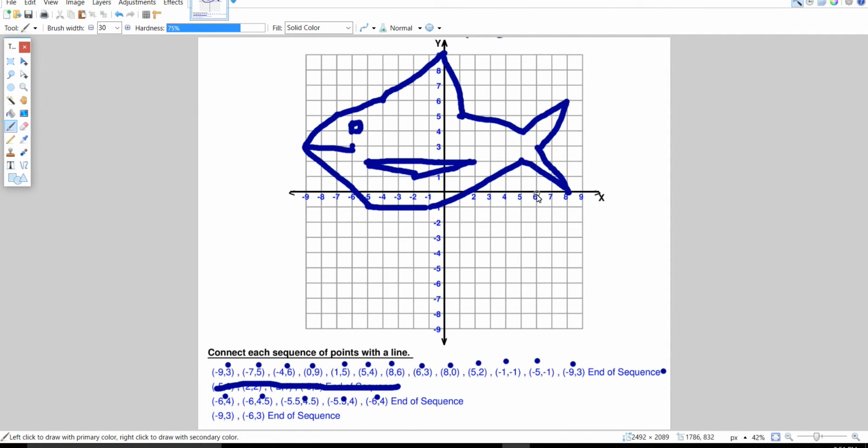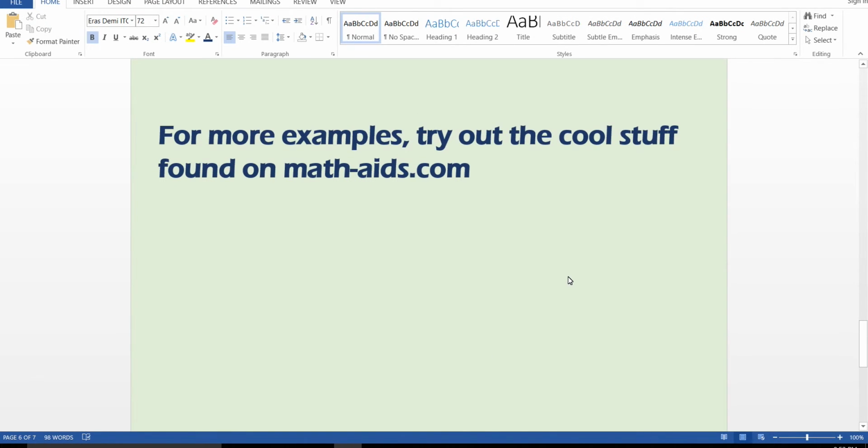Everybody got that? Alright. For more examples, feel free to visit this website I told you about. It's mathaids.com. They've got a whole bunch of really neat practice items in there, and it is all randomly generated and is for the most part different every time you generate a new worksheet or graphing picture.